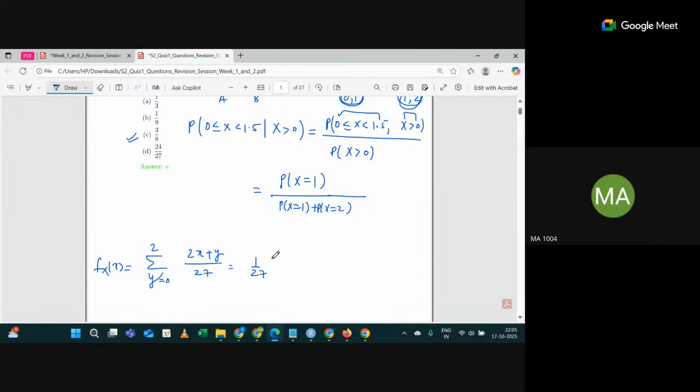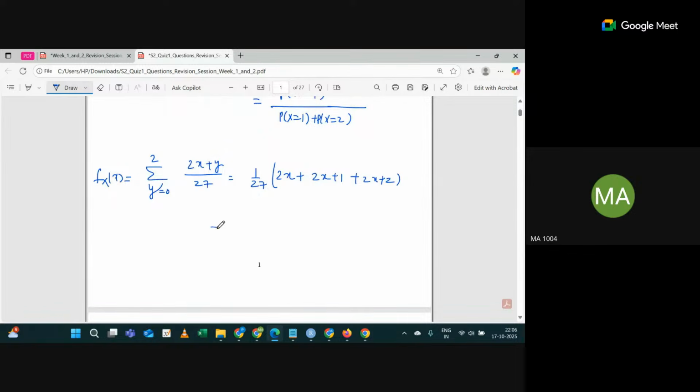So we have to substitute the values of Y. If you substitute Y as 0, it will be 2X. Substitute Y as 1, it will be 2X plus 1, plus 2X plus 2. Are you getting these steps? This gives 6X plus 3, or else I can say (2X plus 1) divided by 9. So I got f_X of x as (2x plus 1) divided by 9.